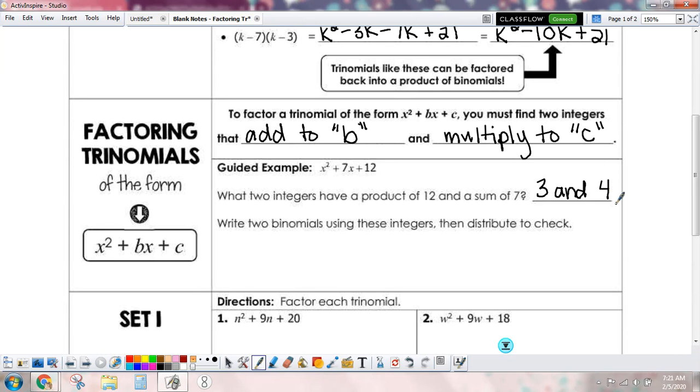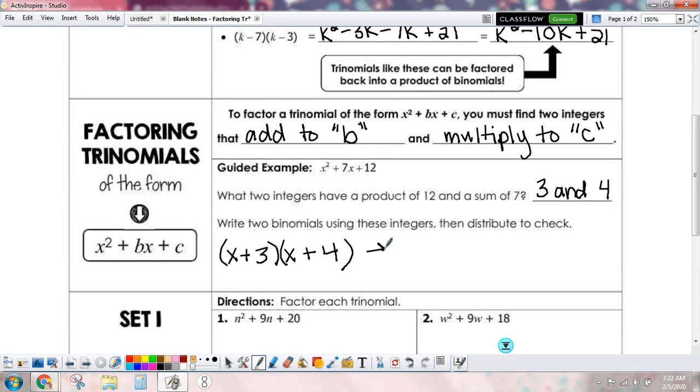Okay, so we're going to write two binomials then using these integers, and then we're going to distribute to check. So we're going to go ahead and just do this and this. And since we have an x squared here, nothing else, we're just going to put our x. Okay, they're both positive, plus 3, plus 4.